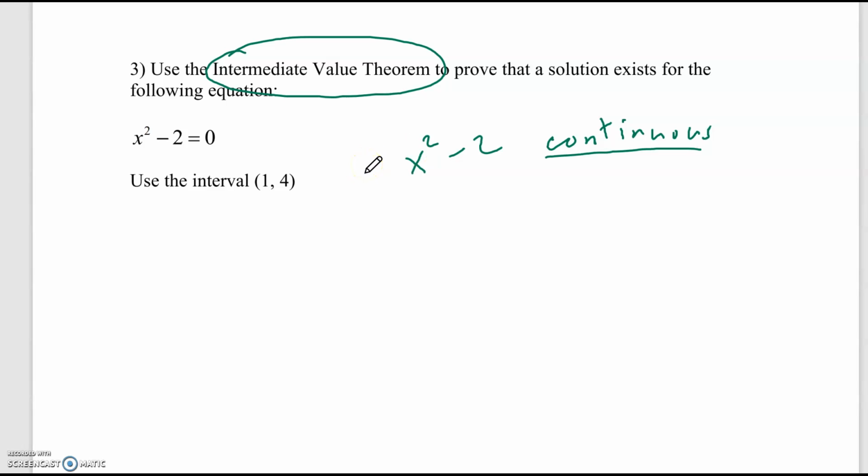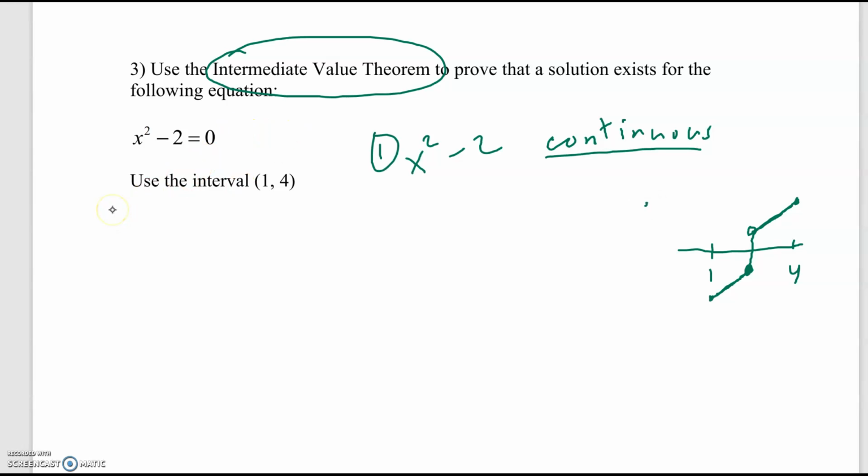And here's why. If you have some function like, you have 1, you have 4, so the next step is you plug in 1 and you see you get a negative number. Plug in 4, you get a positive number. But if x squared minus 2 was not continuous, then you could have a situation like this, for example. And there would not be a solution where the function equals 0. But because it's continuous, we know that gap's not going to happen. And then you have a solution.